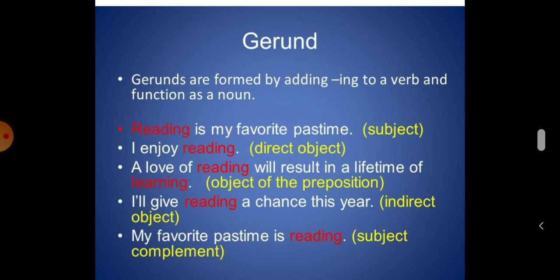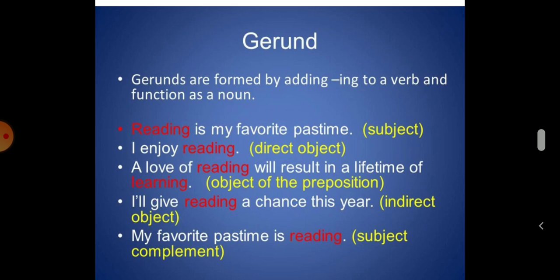First of all, we will see gerund. Gerunds are formed by adding ing to a verb and function as a noun. Reading is my favorite pastime. Here, the word reading is working as a subject because it comes in the place of the subject. I enjoy reading. It is the direct object.